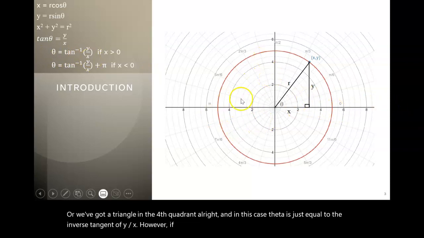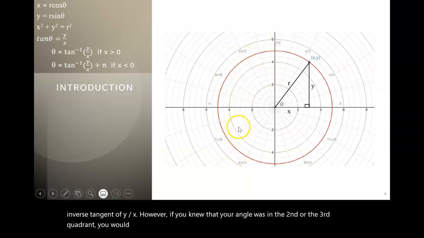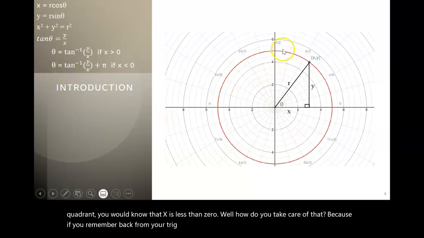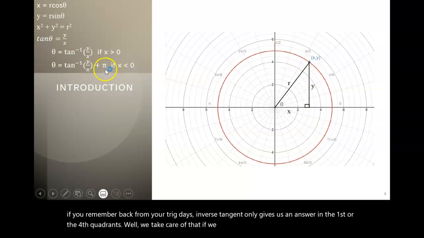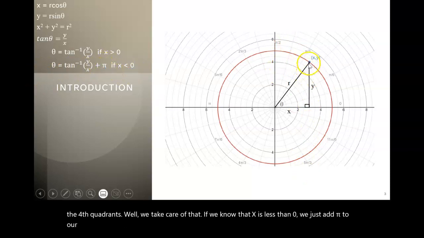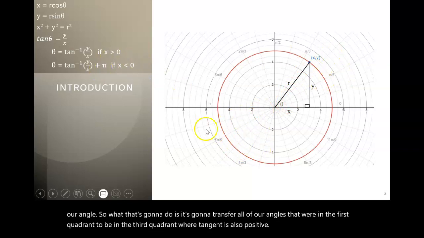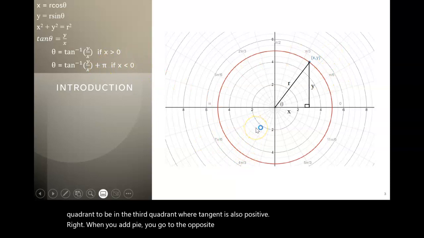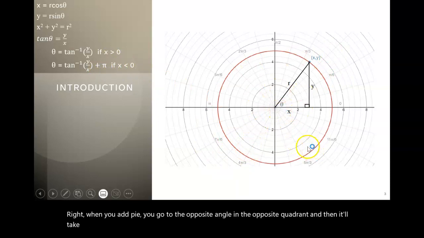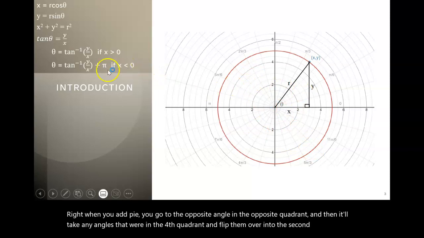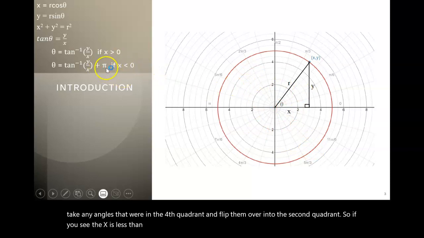However, if you knew that your angle was in the second or the third quadrant, you would know that x is less than 0. Well, how do you take care of that? Because if you remember back from your trig days, inverse tangent only gives us an answer in the first or the fourth quadrants. If we know that x is less than 0, we just add pi to our angle. That's going to transfer all of our angles that were in the first quadrant to be in the third quadrant, where tangent is also positive. When you add pi, you go to the opposite angle in the opposite quadrant. And then it'll take any angles that were in the fourth quadrant and flip them over into the second quadrant. So if you see that x is less than 0, make sure to add pi to get the appropriate angle in our circle.